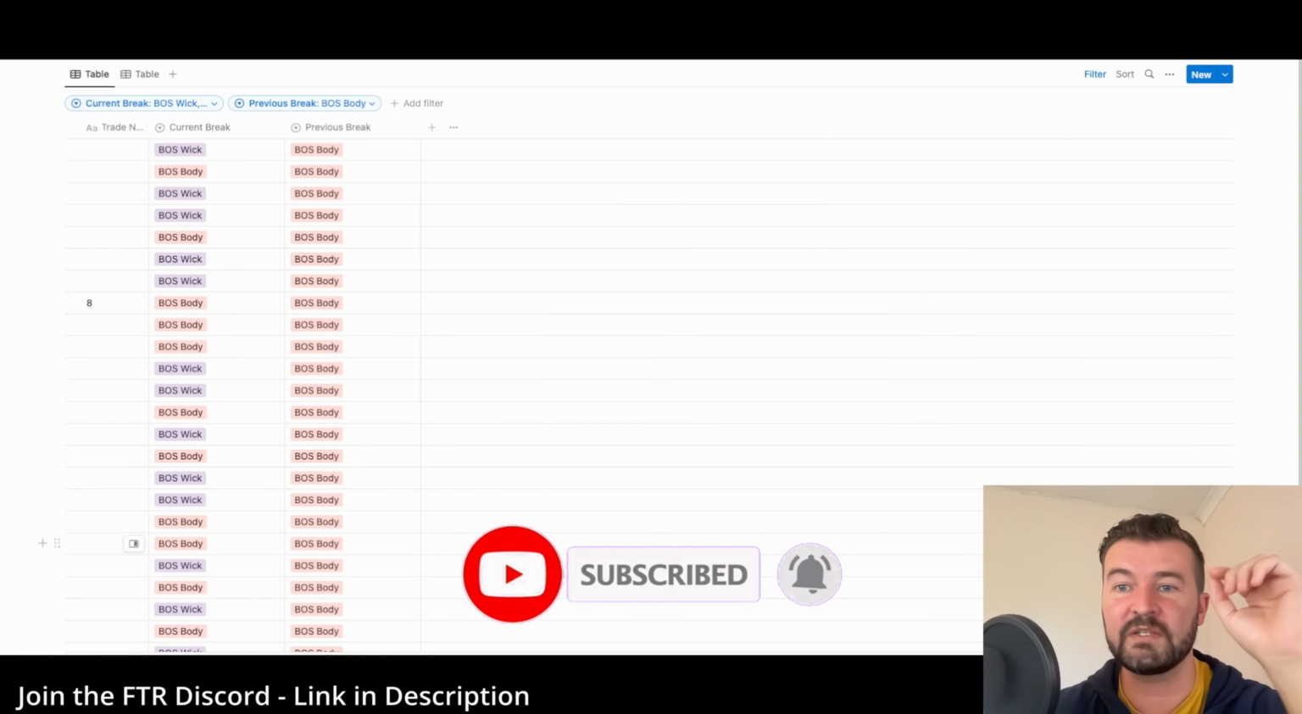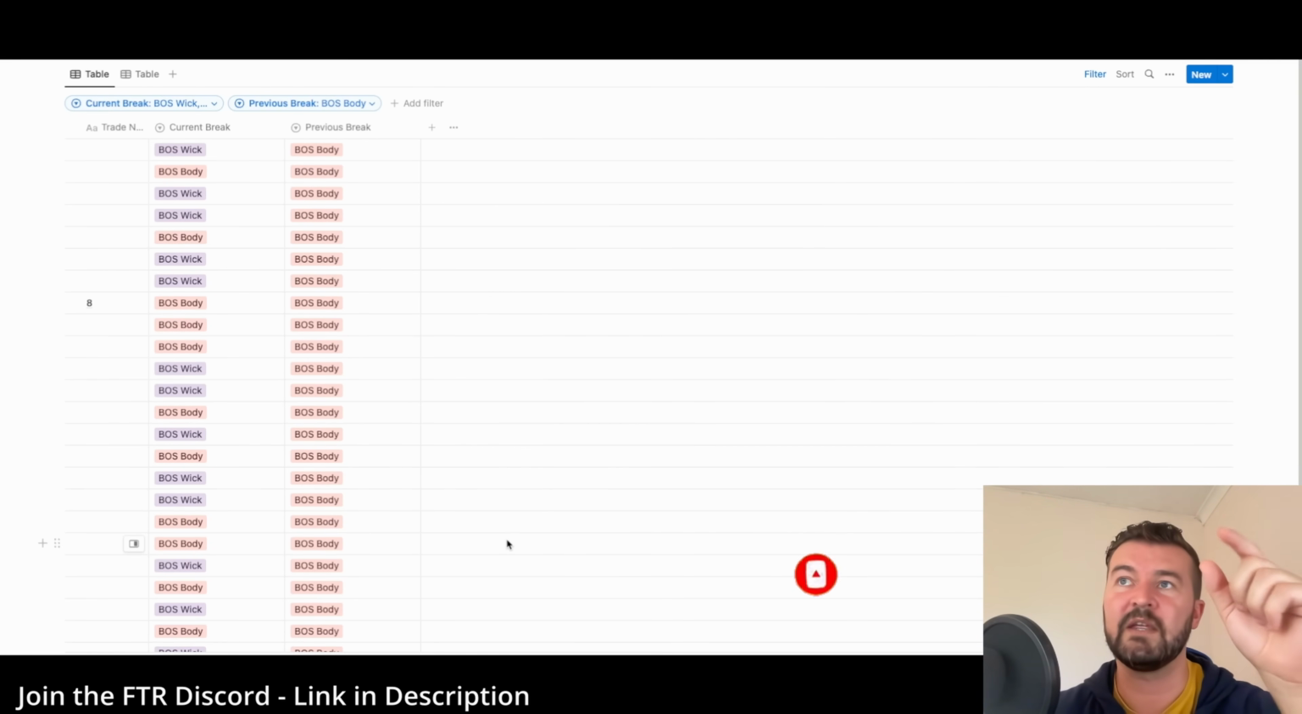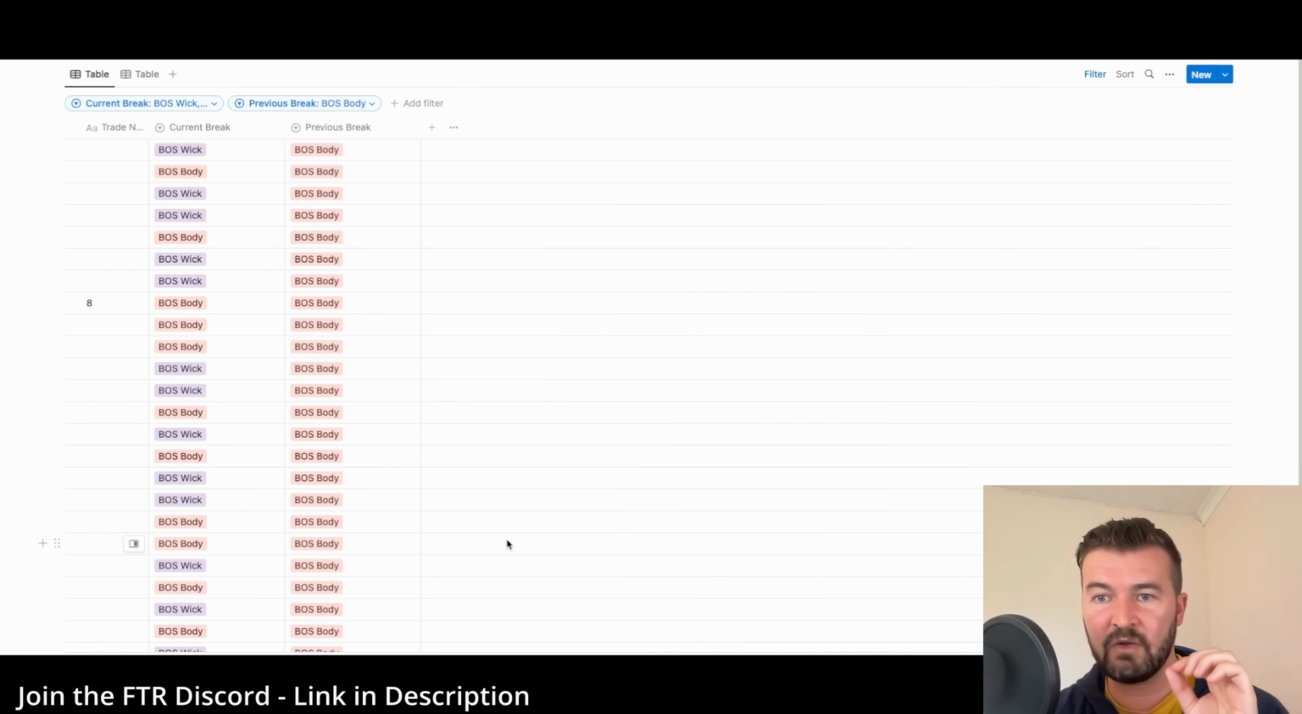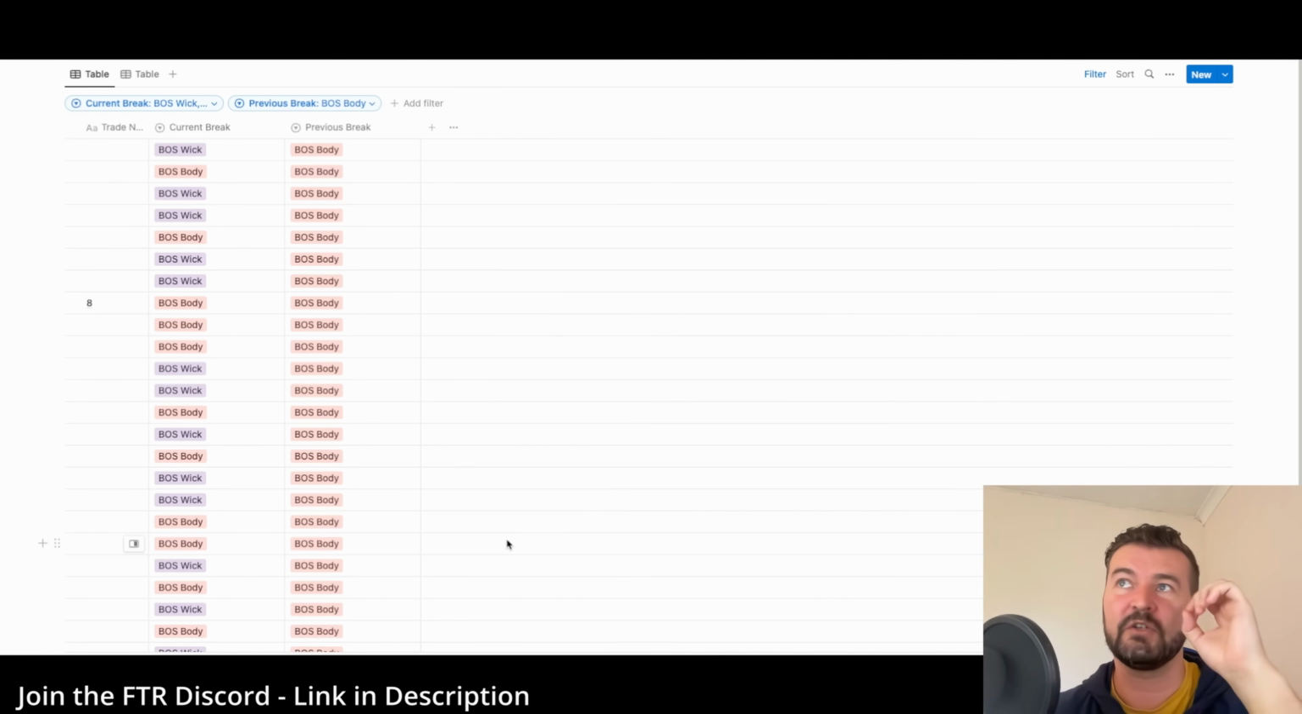After you've had boss body on the H4, if you can get a refined entry on the 15 minutes on the pullback, you've got a 3 out of 4 chance that you're going to break the next break of structure on that H4. So you get your entry off the 15 minutes, you're probably going to be looking at a minimum of a 1 to 10 trade. Quite often it's going to be 1 to 20 because of the sizes. This is the only trade you should be taking.